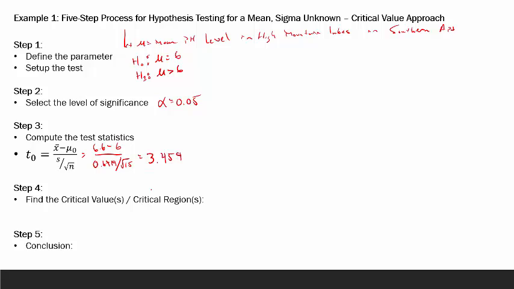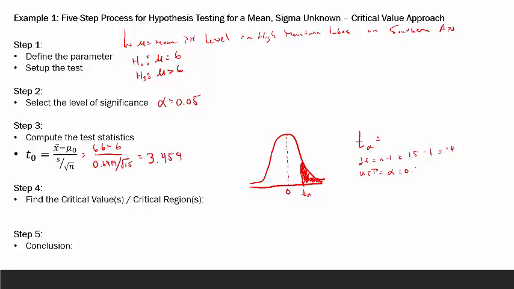Now I need to compare this number to the critical values. To do this, you're going to draw a t-distribution, centered at 0. My critical value is t of alpha, and I'm going to shade everything to the right of that. So how do you find t of alpha? First off, degrees of freedom are n minus 1, so that's 15 minus 1, which is 14. And the upper tail probability, whenever you have a right-tailed test, is just alpha, which is 0.05.